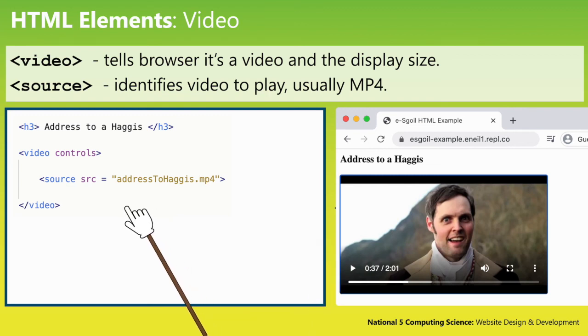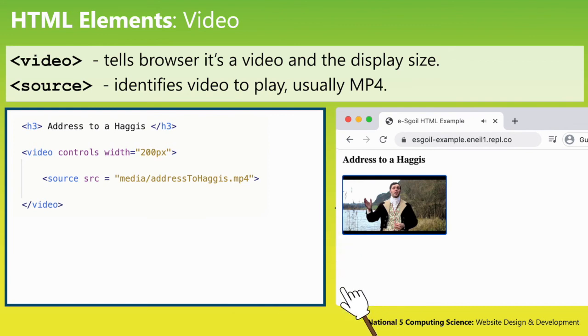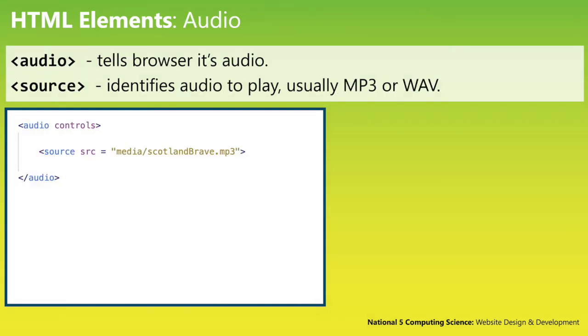Just like an image, we can change the size of the video, or we can move it to be inside a folder. So if I move the video to be inside a folder called media and change the size of the image to be 200 pixels, this is what we will get, a smaller image.